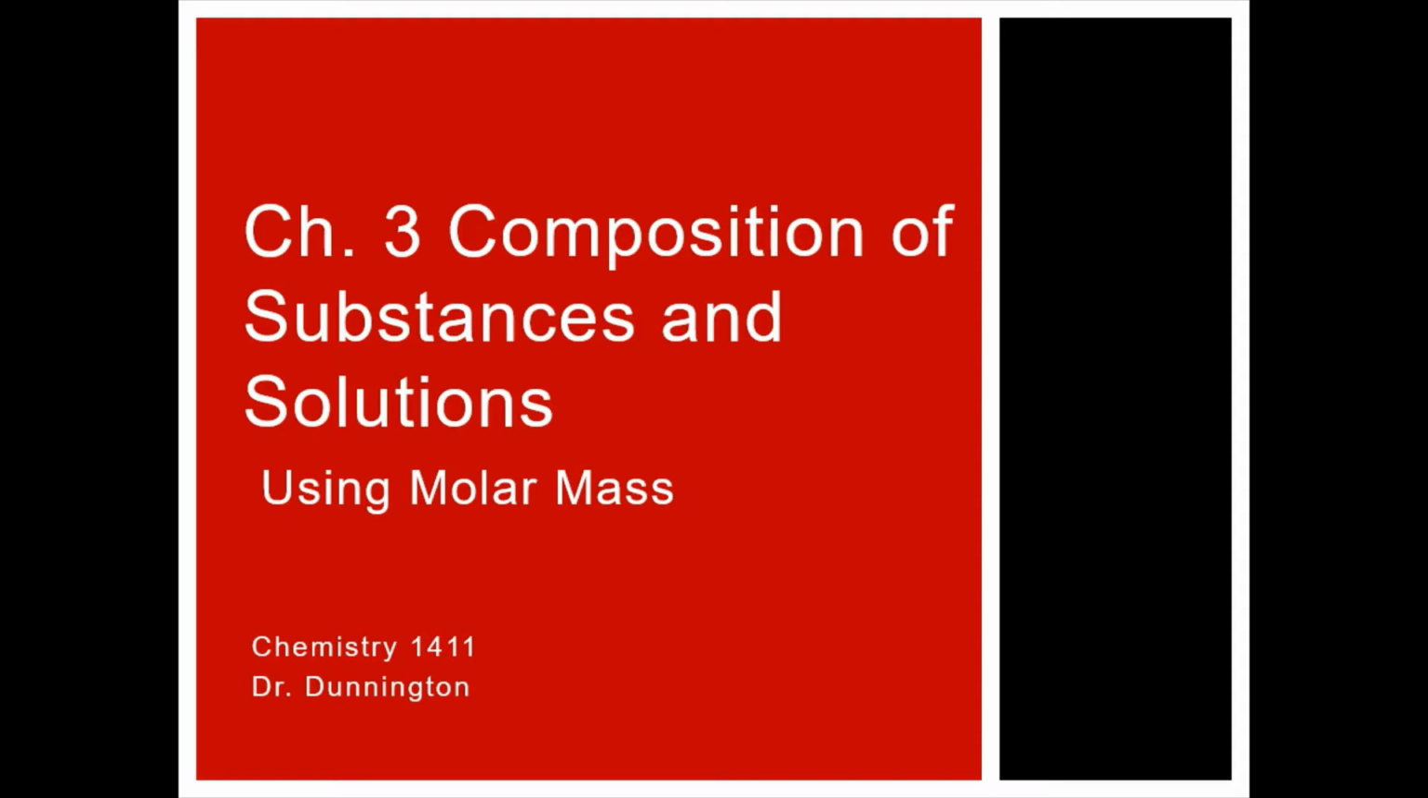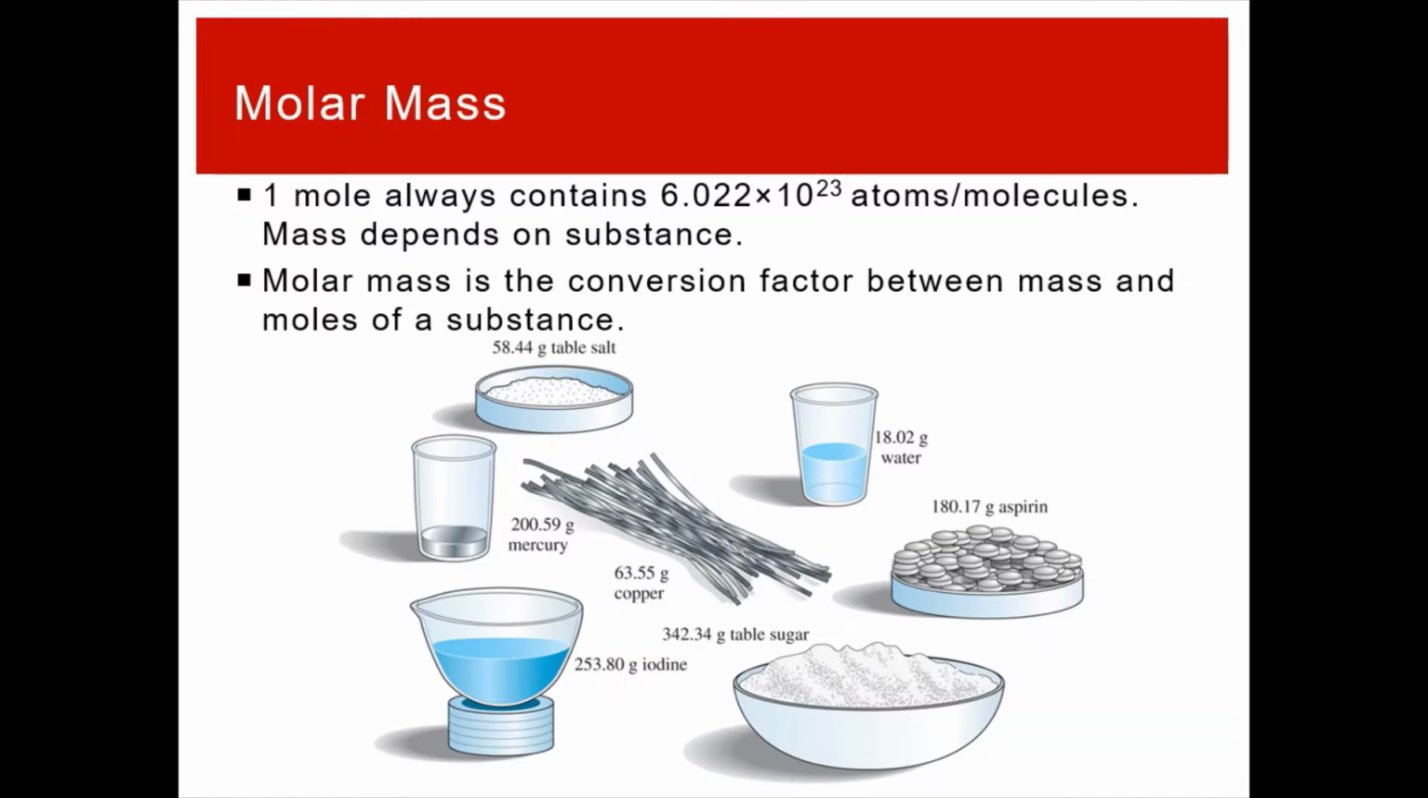Now that we've defined it, we want to look into using molar mass. We know that 1 mole is always defined as the same number of objects. Doesn't matter what you are counting. If you have a mole, the size of the group of objects is always the same. But the mass of that mole depends on the substance. And that is described by the molar mass.